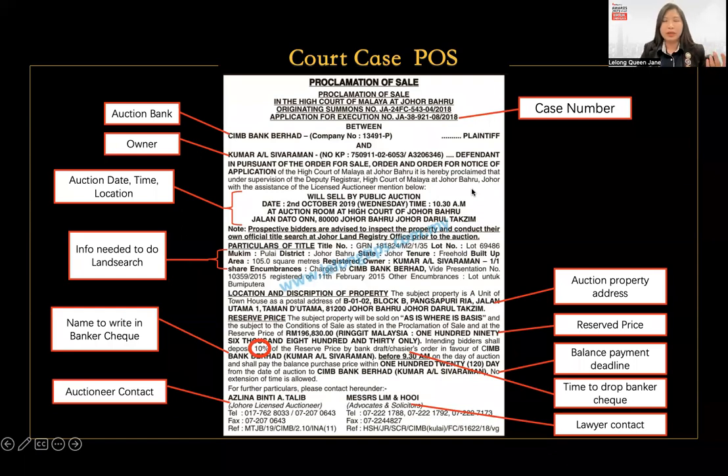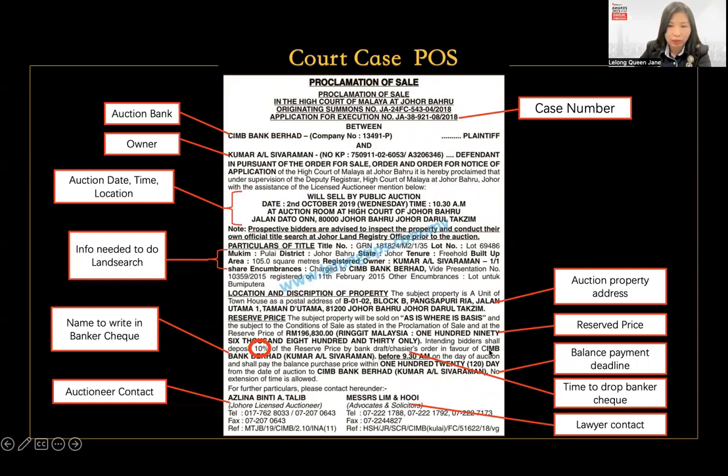So what are the details written in the court case proclamation of sales? We need to see which bank auctioned the property. The auction bank is CIMB Bank, and the case number is also very important, and who is the current owner. The auction date, time, and location will be written in this proclamation of sales, and the info needed to do the land search. The name to write in the banker check is CIMB Bank Berhad, bracket Kumar Anak Laki Siwaraman.